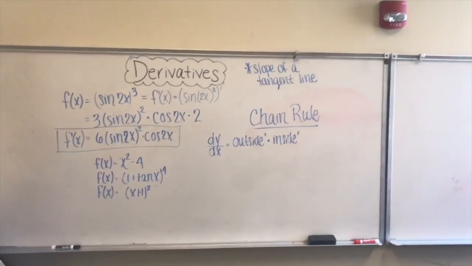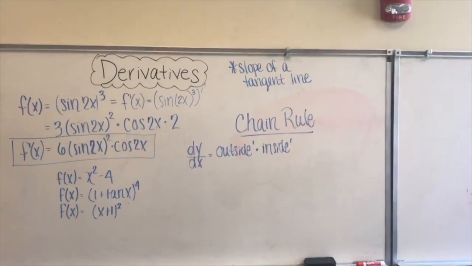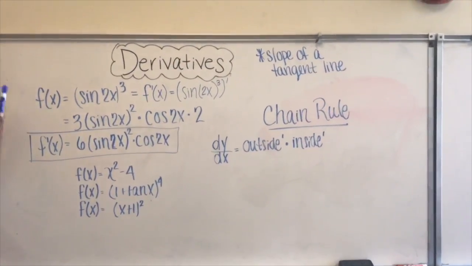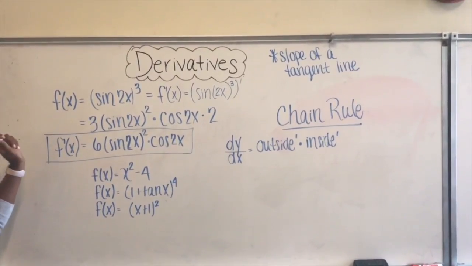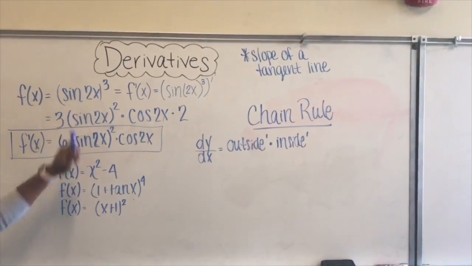Today we will be doing math problems. So this is our first example of derivatives, and a derivative is a slope of a tangent line. So we're going to be working with trig functions, and the function that we have today is f of x equals sine 2x to the third.